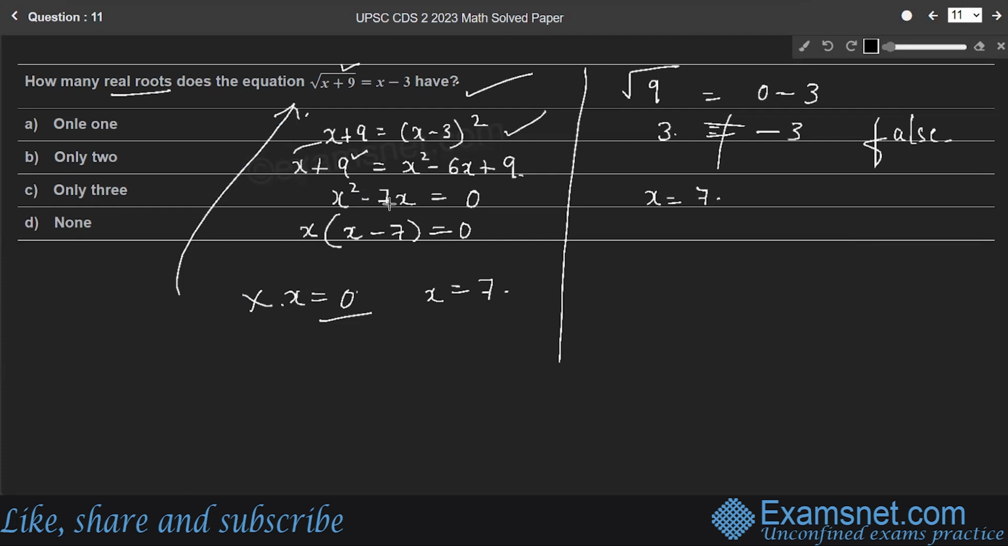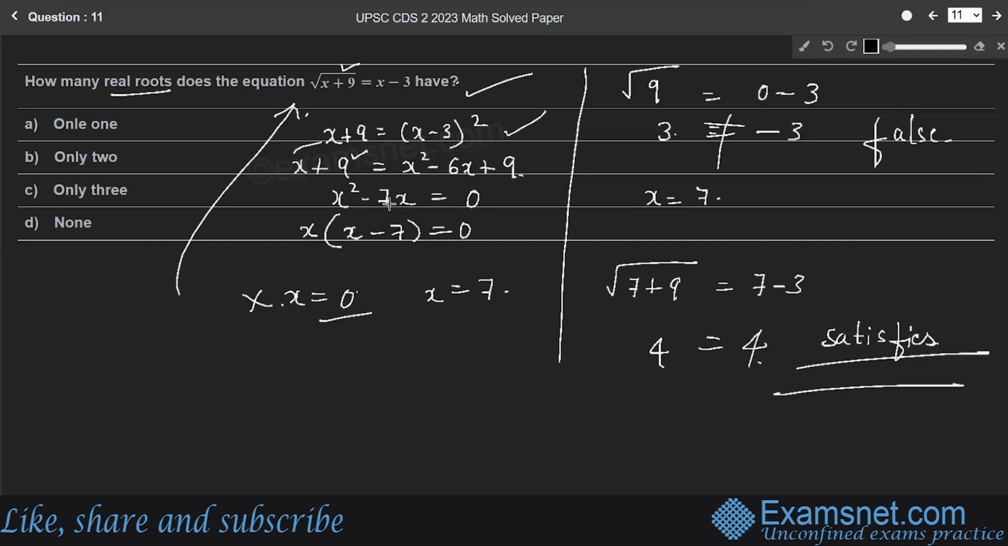For x is equal to 7, the given equation becomes root of 7 plus 9 is equal to 7 minus 3. So root of 7 plus 9 is root 16, which is 4, is equal to 4. Therefore, it satisfies. Therefore, x is equal to 7 satisfies the given equation. X is equal to 7 is the real root. Therefore, the given equation has only one real root. Option A is the right answer.